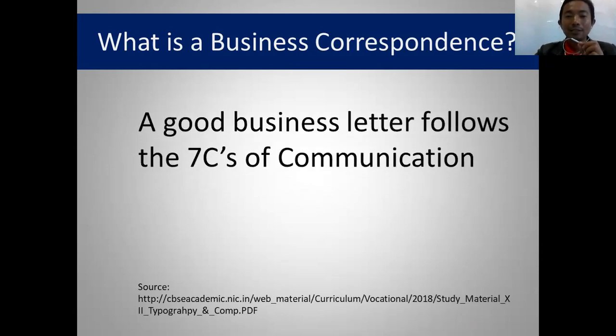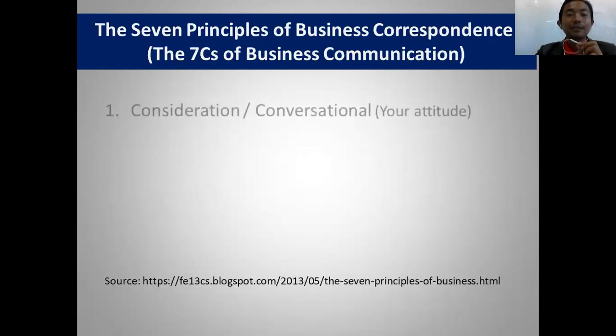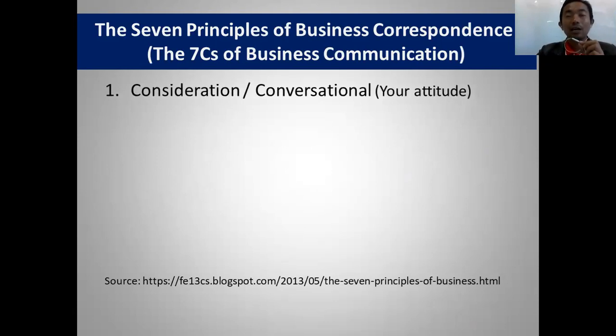A business correspondence follows the 7 C's of communication. What are the 7 C's? First, consideration or conversational. It speaks about your attitude, how you do your correspondence, how to write your letters, how to express your thoughts, how to use words. This speaks of your attitude in using words or terminologies. It must be professional, it must be formal enough for your communication to be effective and worth reading.